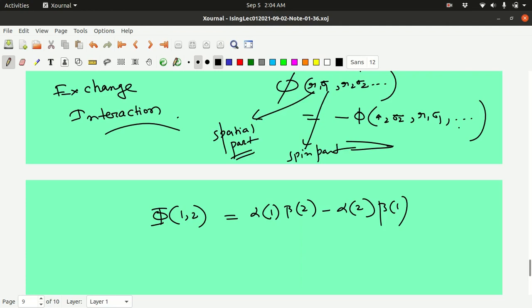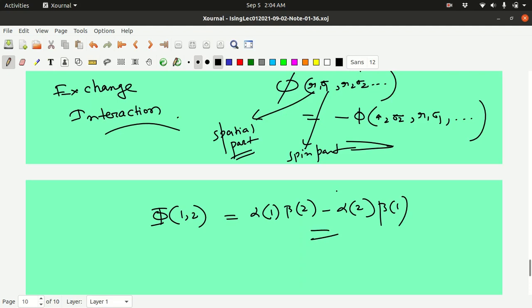Now if the two states alpha and beta are the same, then phi of 1 2 will surely vanish, as you can see in this equation. So two electrons cannot occupy the same state, because the wave function cannot vanish, and that is what introduces the Pauli exclusion principle.